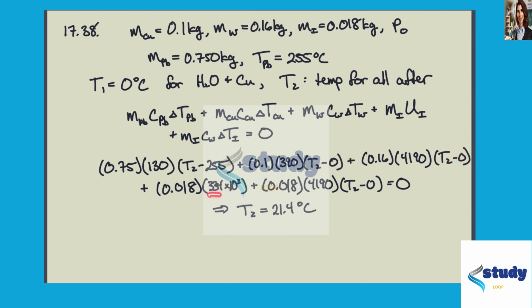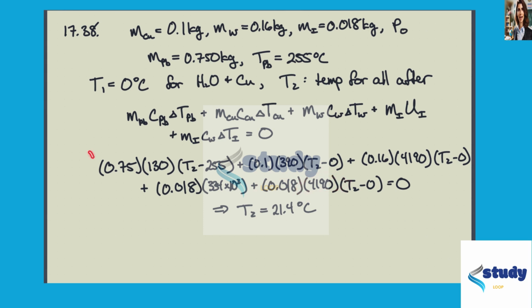And then we can look up the latent heat of fusion for water, and that's 334 times 10 to the third kilojoules per kilogram. So that's pretty high. It takes a lot of energy to melt ice or to freeze water, and so that contributes quite a bit here. And then after the ice melts, it gets raised up from 0 degrees C to whatever the final temperature is. So again, we have the mass of the ice and then the heat capacity of water.